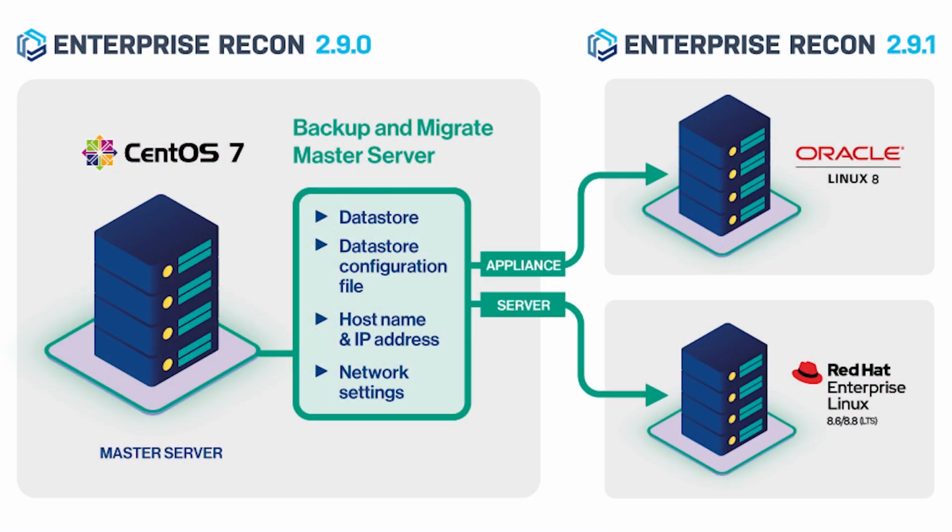With the release of Enterprise Recon 2.9.1, customers have the flexibility to choose a deployment method that perfectly aligns with their organizational needs. The latest version supports two primary installation options: deployment as an appliance on the Oracle Linux 8 operating system, and installation as an RPM software package on servers running Red Hat Enterprise Linux 8.6 and 8.8.